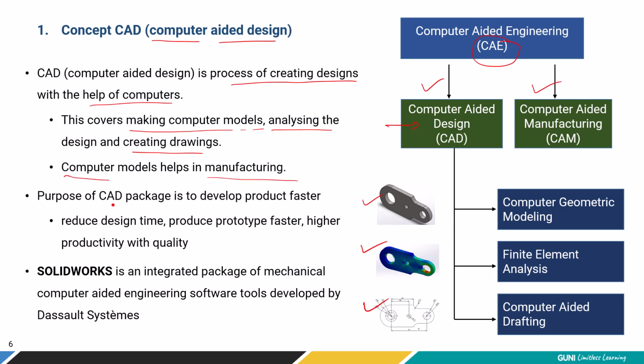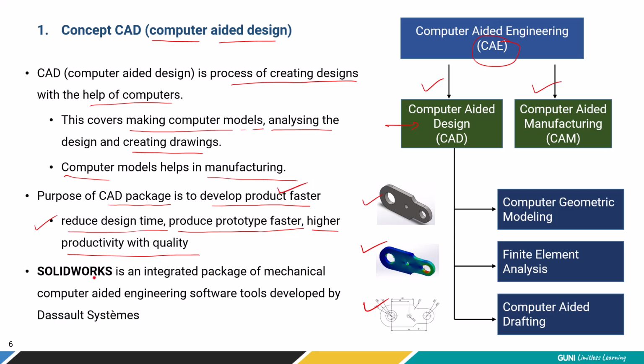Now what is the purpose? Why do you need to use a CAD package? Because it helps to produce the product faster. So develop product faster. This will reduce the design time, produce prototypes faster, and give higher productivity with quality. So in a real environment, you need to create a prototype, then you are going to test it. If there are shortcomings, again you go back, and so it's time consuming. But on a computer, you can just do it by changing the features and some modifications. So it's a lot faster.